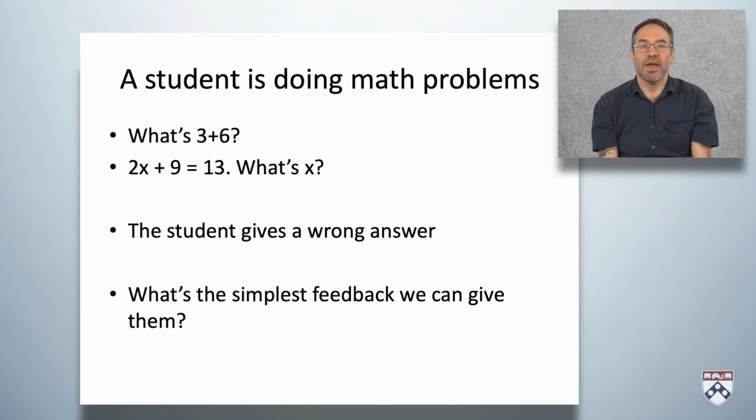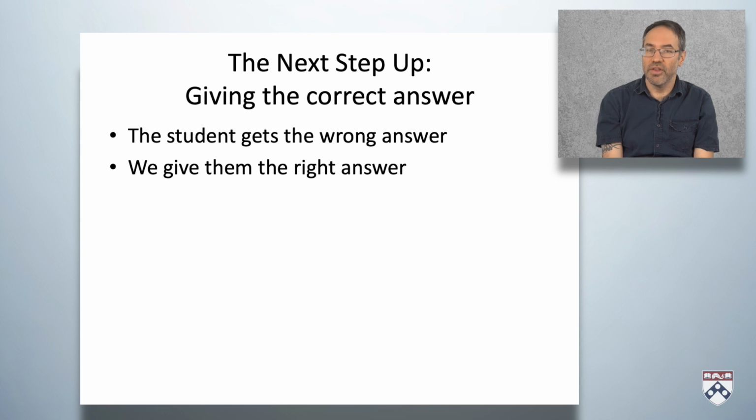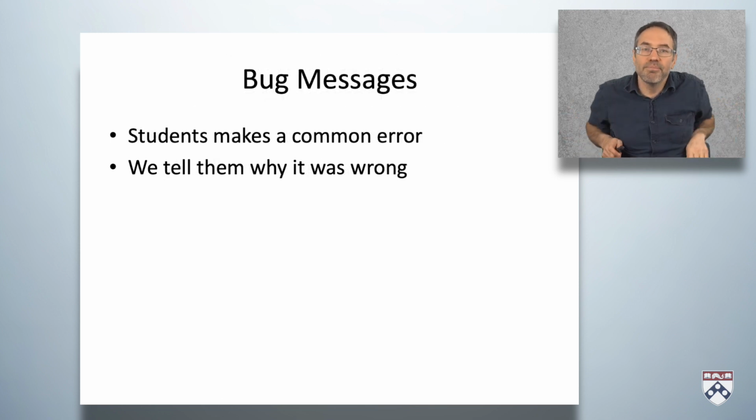So, a student is doing math problems, like what's 3 plus 6, or 2x plus 9 is 13, what's x? And the student gives a wrong answer. What's the simplest feedback we can give them? Correctness feedback, yeah. You're wrong. And the next step up from that is giving the correct answer. The student gets the wrong answer, and we give them the right answer. You're wrong. 7. A step up from that, bug messages.